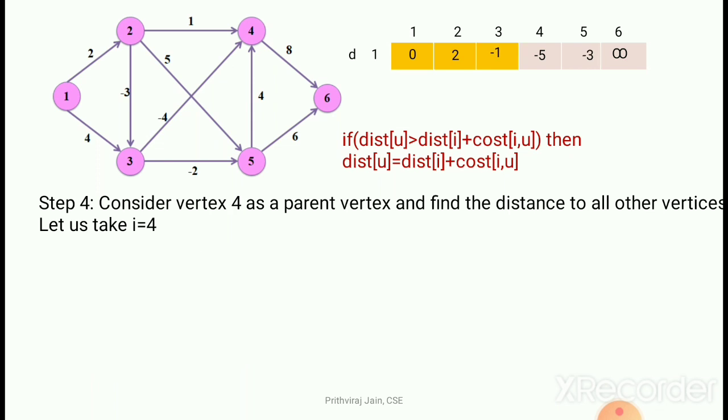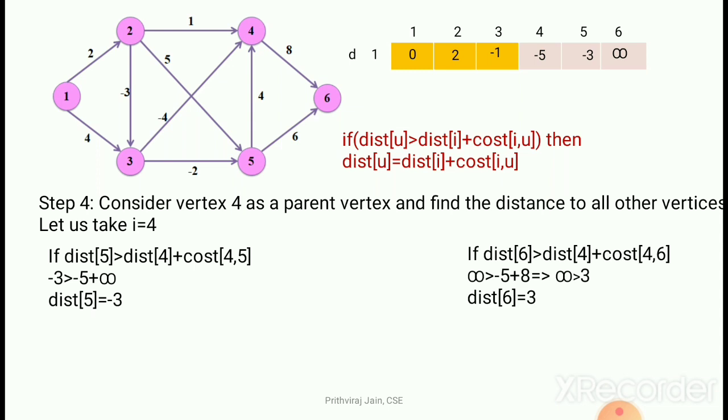Step 4: consider the vertex 4 as a parent vertex and find the distance to all other remaining vertices. At the end of each iteration, we have to consider the minimum distance, and whichever vertex has the minimum distance, in the next step we have to consider that vertex as the parent vertex. And here I will take I value equal to 4 and calculate the distance from 4 to 5. If distance of 5 greater than distance of 4 plus cost of 4 comma 5, distance of 5 is minus 3 greater than minus 5 plus infinity, so the condition is false and the distance 5 remains as it is, that is minus 3.